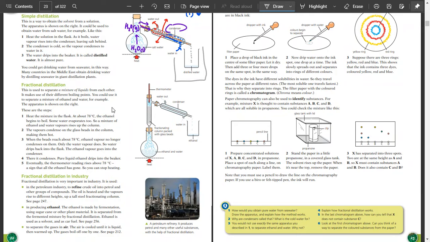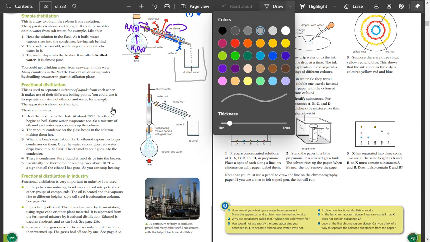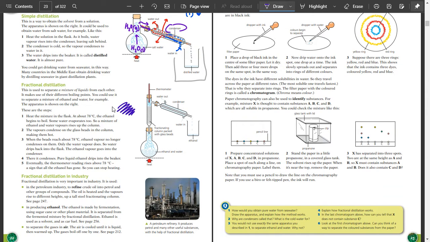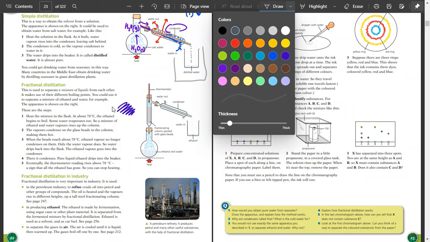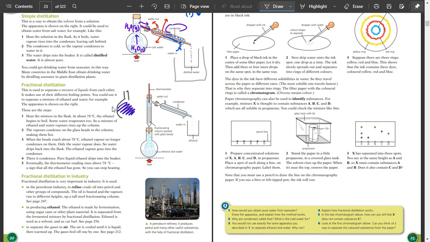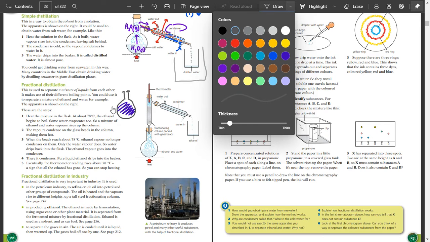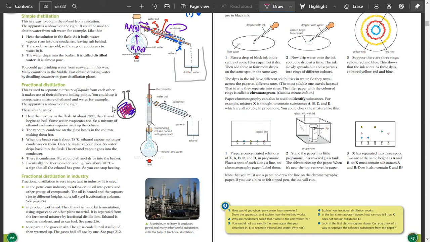Fractional distillation is like a step up from that, because you can have a sample of liquid, and let's say that sample has two different liquids that are very, very soluble with each other. They form a mixture, and they can't be separated out. You can't tilt it and just pour off one, leaving behind the other. A good example of that is ethanol and water.